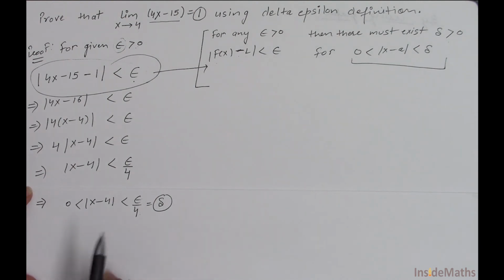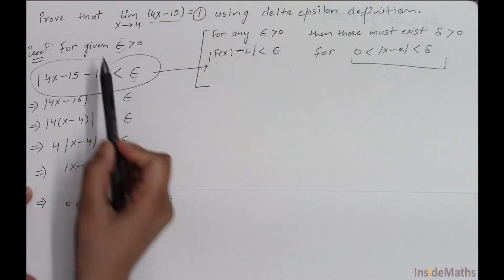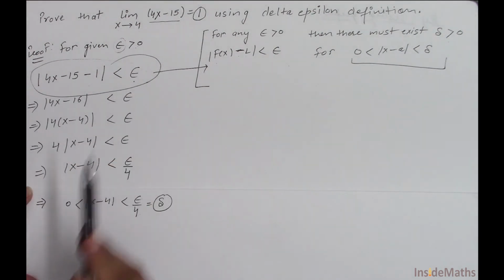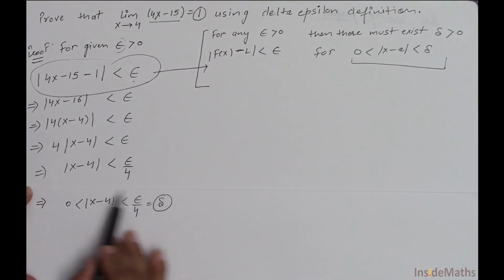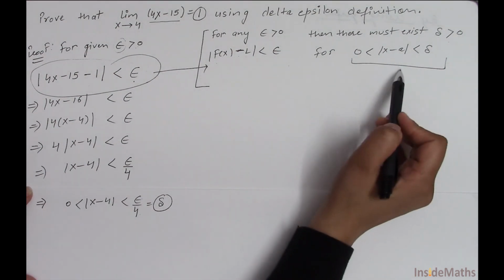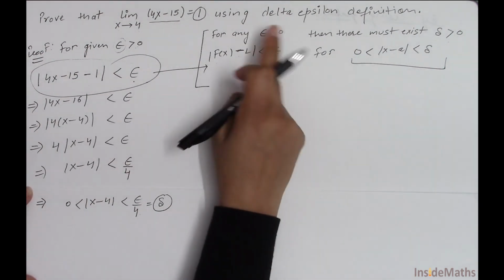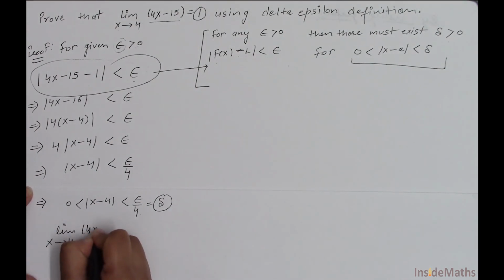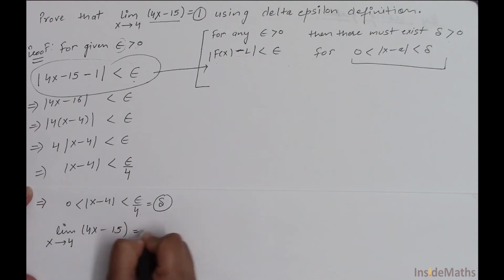Now, according to the definition, for any given epsilon, this is true only if we are able to find this part. So that means by delta epsilon definition, limit x approaches 4 of 4x minus 15 is equal to 1.